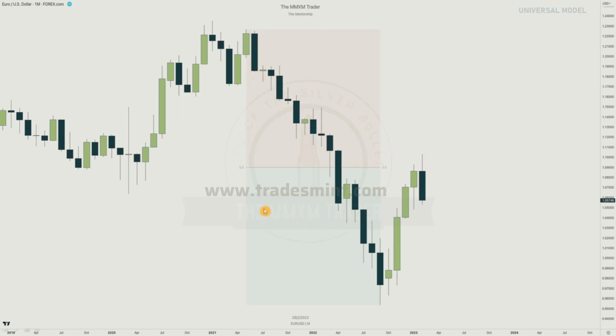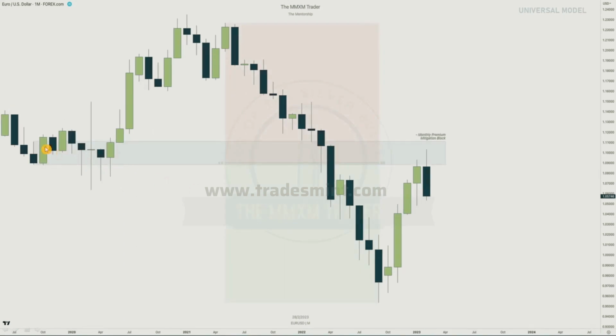We're looking for mitigation blocks. We've got this monthly premium mitigation block in line with this area over here. What do we have over here? Again, right, that redelivered, rebalanced PD array, right, down, up, next candle down. We can see this area is balanced already, so no need to go up higher if we are bearish. So we can see this rejection, and it is in line also with this mitigation block. So long-term perspective, we are bearish, right?